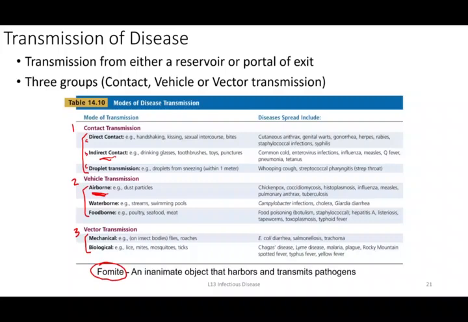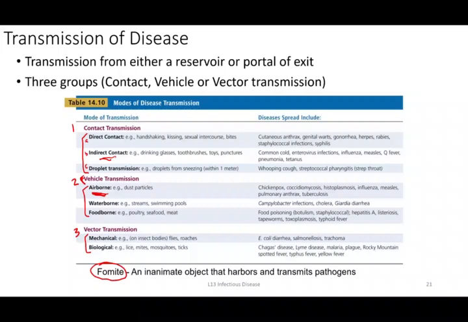So when we get to airborne, we're talking about vehicle, because you can think of these as specific ways of delivering the pathogen to us. If the microorganism is successfully aerosolized and can remain floating in the air for an extended period of time, we now have the air that we breathe that can serve as an important vehicle in transmission.